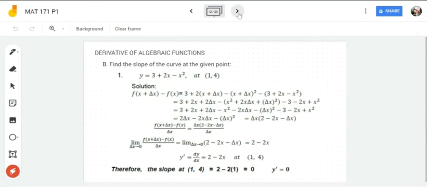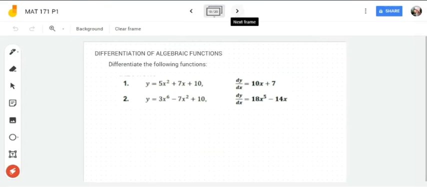Okay, let's go to the next topic. Next topic, let's go to the differentiation of algebraic functions. So here we will be using the different laws of differentiation, or the different rules for differentiation. Okay, so let's have this example. Differentiate the following function. The function is y is equal to 5x squared plus 7x plus 10.